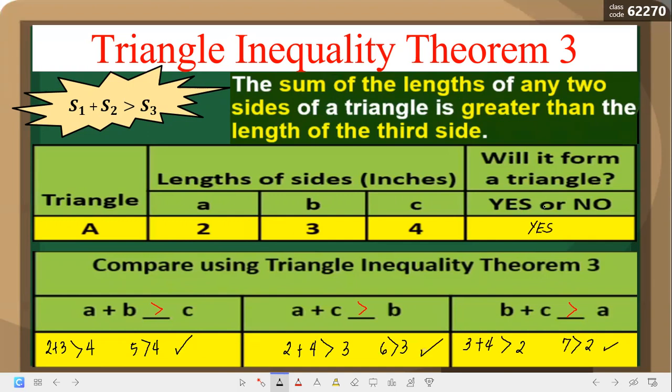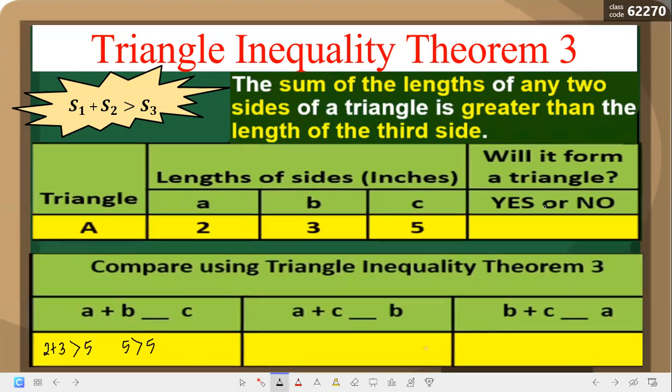Okay? Let us proceed with the next activity or sample. So ito yung kanina natin. So 2 plus 3 is greater than 5. Is 5 greater than 5? Kailangan laging greater than po yung sum ng dalawa. So, this one is 5 greater than 5. So, hindi, di ba, equal. So, lagyan natin ng X.